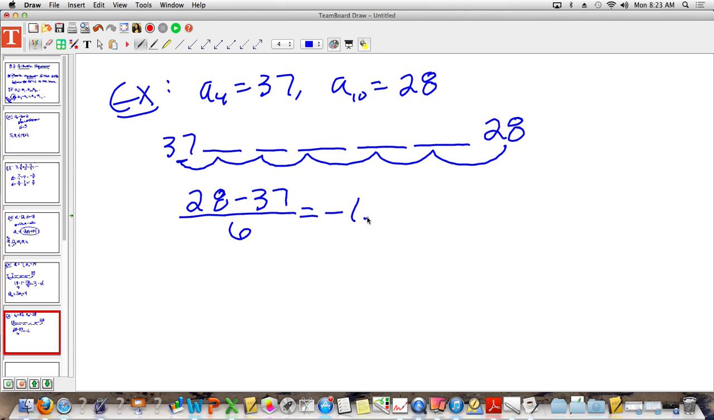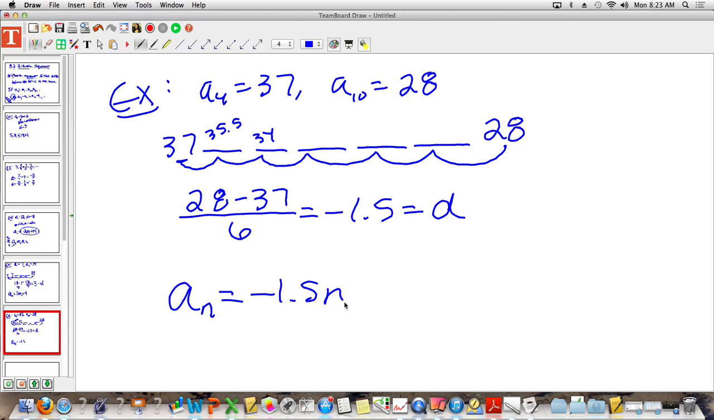Yep. So I'm just going to use negative 1.5 because that's not a horrible decimal value anyway. So my difference in this case is negative 1.5. So every step that I take to the right, I'm going to subtract 1.5. So 37 minus 1.5 is equal to 35.5. And then you could take 35.5 minus 1.5 again, that would get you 34, etc. So your rule, a sub n, is equal to negative 1.5n, but we need a starting value here at the end.